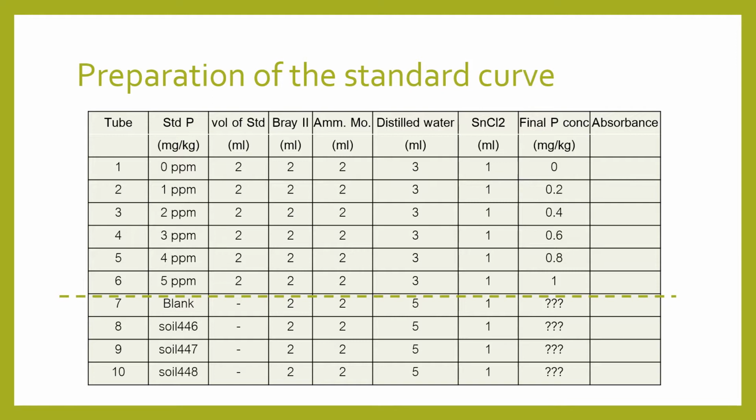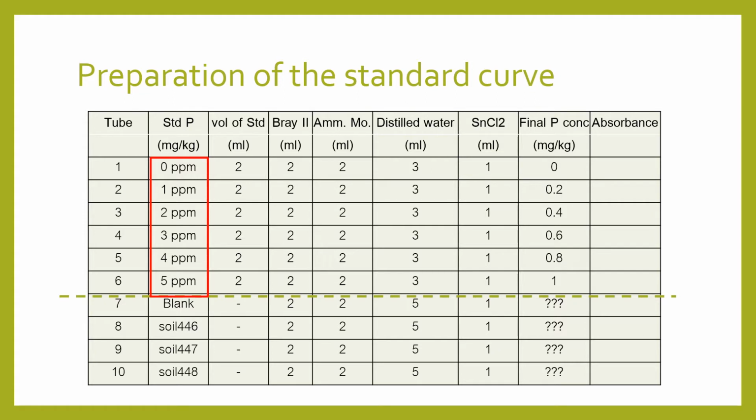Next step, we're going to prepare the standard curve by taking 1, 2, 3, 4, 5 milliliters of the 100 ppm stock standard solution of phosphorus and diluting it with distilled water in a 100 milliliter volumetric flask. This solution contains 1, 2, 3, 4, and 5 ppm of phosphorus.